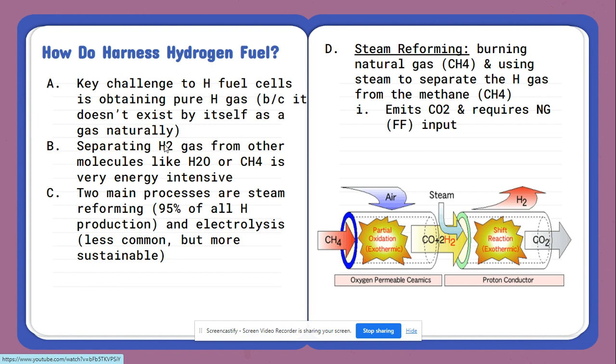We can do that through two different types of processes, one known as steam reforming, while the other is known as electrolysis. In steam reforming, we can take methane or CH4, we can burn the natural gas and use that to create steam to separate the hydrogen gas from the methane. But an issue in harnessing hydrogen gas this way is that it could produce CO2 and obviously requires a non-renewable fossil fuel in order to do this.